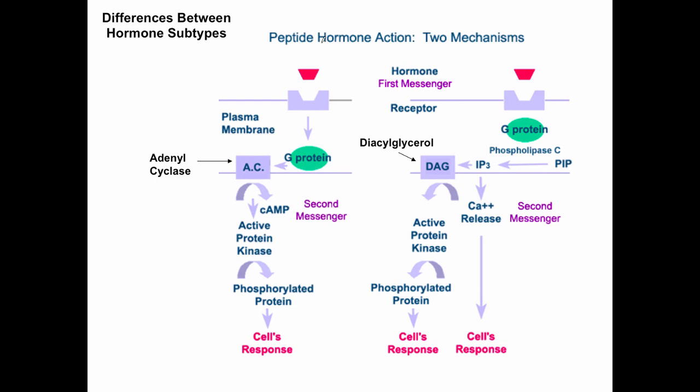So these hormones act on receptors that are found on the plasma membrane. Okay? So this little red structure is our hormone. This structure is the receptor, and it's sitting on the plasma membrane. Okay? So it binds to the receptor on the plasma membrane, and it's going to do one of two things.